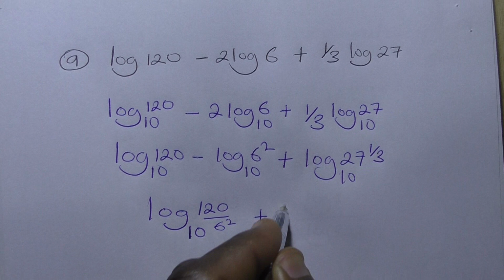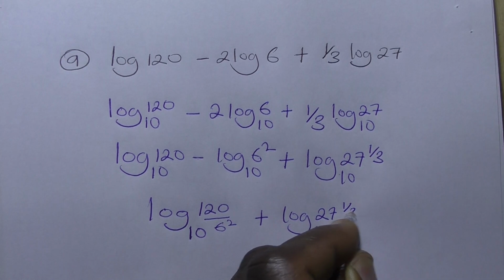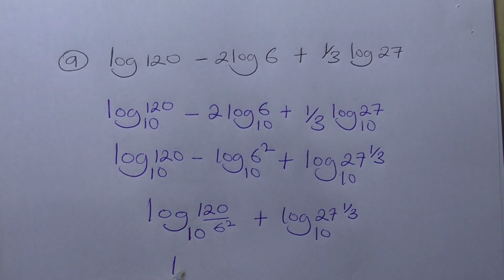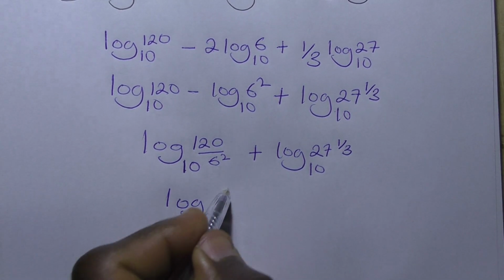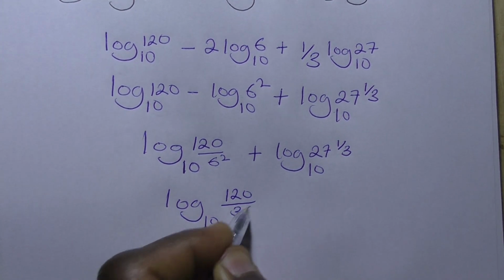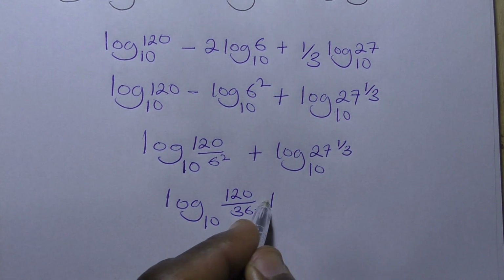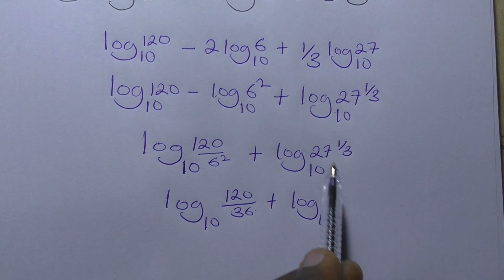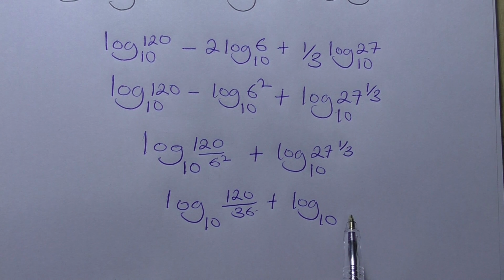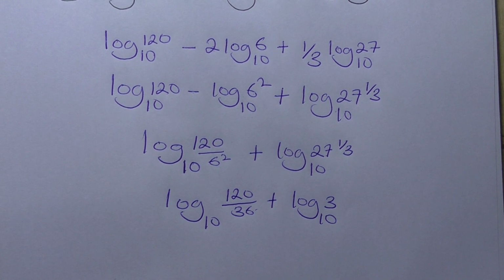Plus log 10 27 power third, hence giving us log 10 120 divided by 36, that is 6 squared, plus log 10 27 power third. 27 power third is the cube root of 27. And the cube root of 27 is 3. So we simplify that to 3.